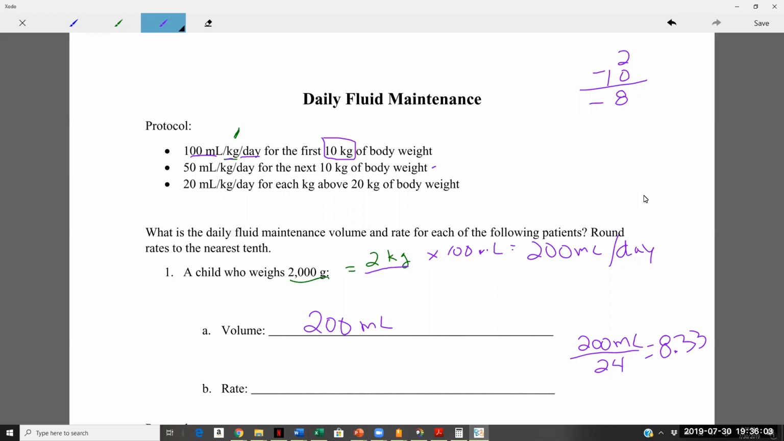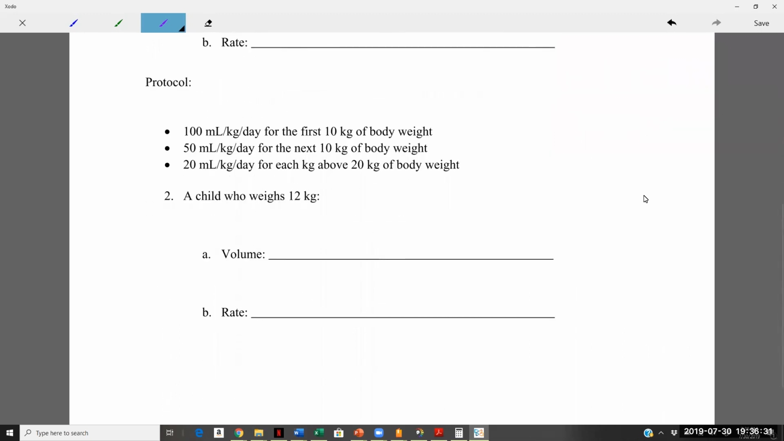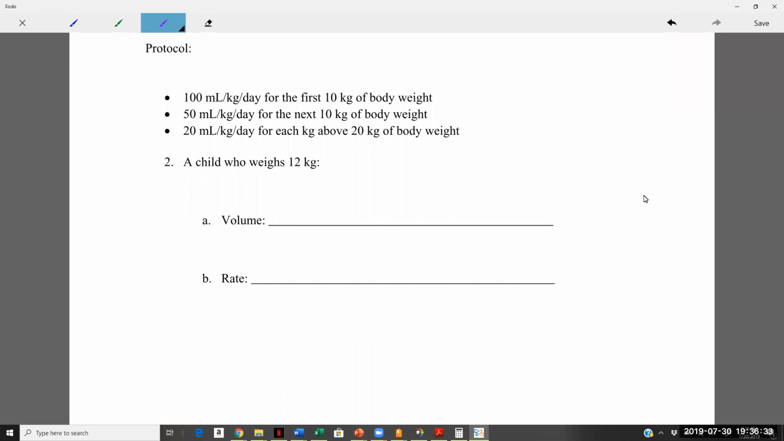Now with pediatrics, you do want to be more precise with your volume of fluid. So we do round these to the nearest tenth, and you will have 8.3 milliliters per hour. And that would be your answer for the rate. Now let's take a look at what would happen if the patient weighed a little bit more.